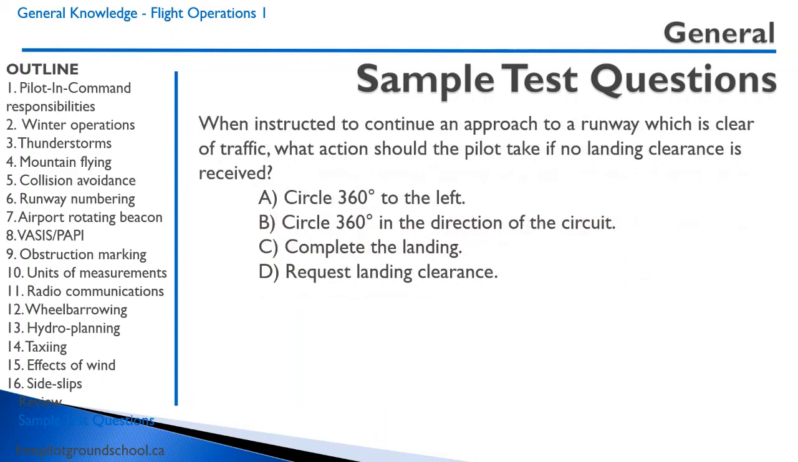Here's another common sense question, which of course we haven't gone over, but just try to think to yourself what you would do if you weren't flying and this happened. When instructed to continue an approach to a runway which is clear of traffic, what action should the pilot take if no landing clearance is received? A, circle 360 to the left. B, circle 360 in the direction of the circuit. C, complete the landing. Or D, request the landing clearance. Well, hopefully your common sense is clicking in. Well, simple, you just request a landing clearance.